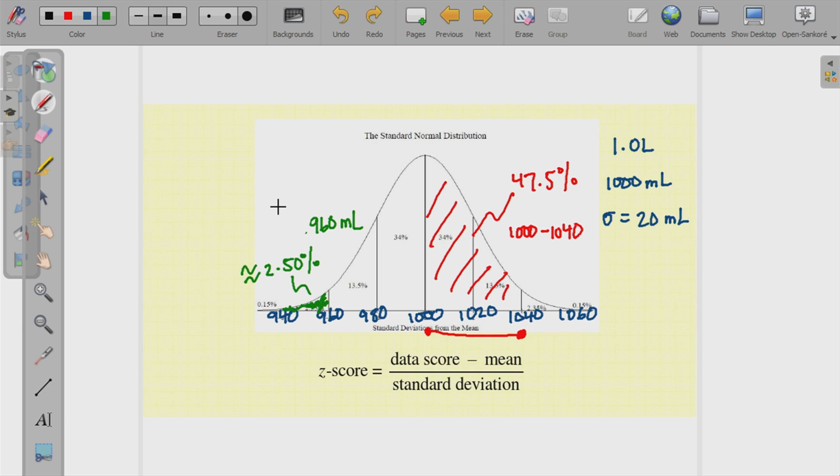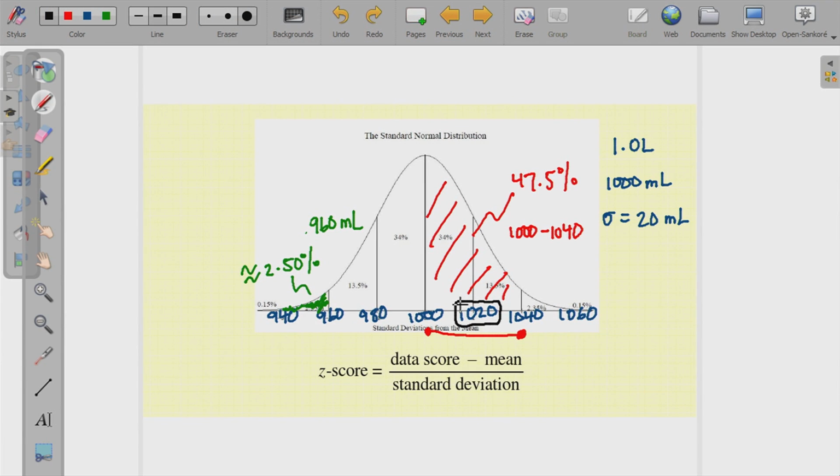Keeping the same situation here, z-scores simply tell me how many standard deviations a particular score is from the mean. If we take a relatively simple example, a bottle that is filled to 1,020 milliliters has a corresponding z-score of +1, because that value is one standard deviation from the mean.